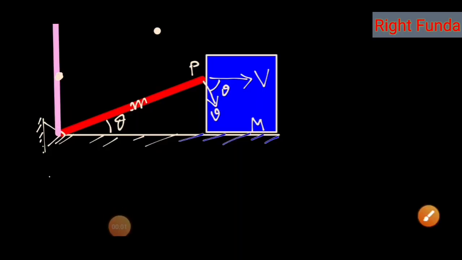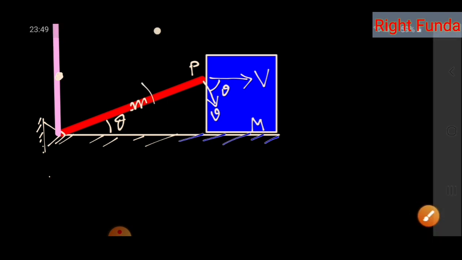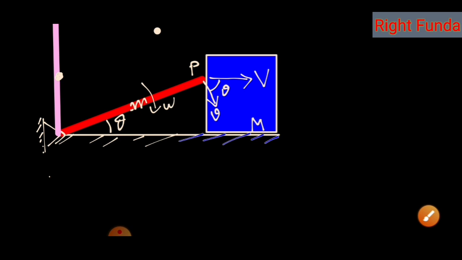To solve this, let's understand. Suppose initially the rod was in this position and it has fallen like this, and right now it is making angle theta. The end point of the rod, call it P, is moving with velocity v at the time and the angular velocity at that instant is omega. We need the velocity of the point P, because P is moving in a circular path as the rod rotates about this axis. So v is equal to omega L.